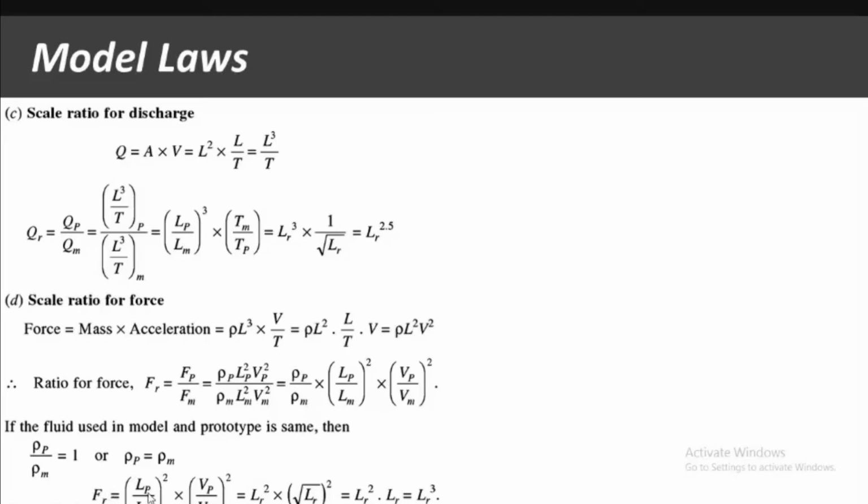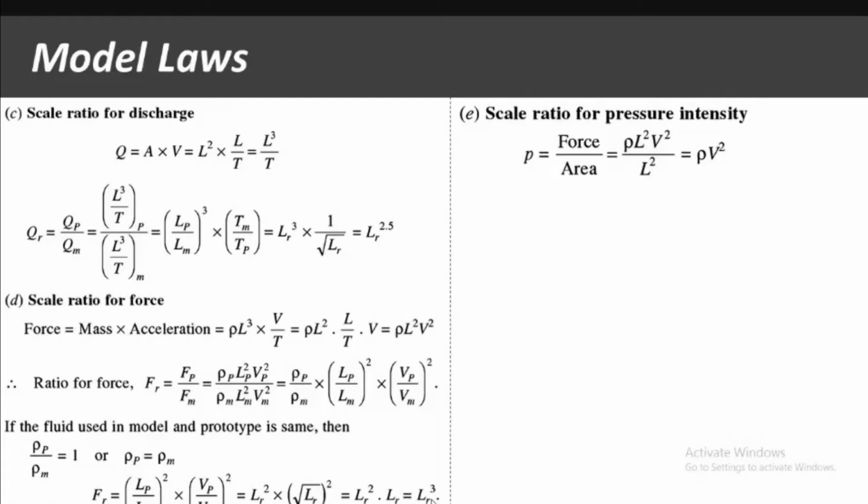Okay. Therefore force ratio क्या रहेगा LP by LM whole bracket square into VP by VM whole square. So it will be LR square into VR square. VR क्या होता है root LR. So root LR whole bracket square. So square और ये cancel होगा. So we will have LR square into LR. So it is LR cube. Okay. Then next is scale ratio for pressure intensity. Okay. So scale ratio for pressure intensity. So we know pressure P equals to force upon area. So it is rho L square V square upon L square. L square cancel. So it is rho V square.